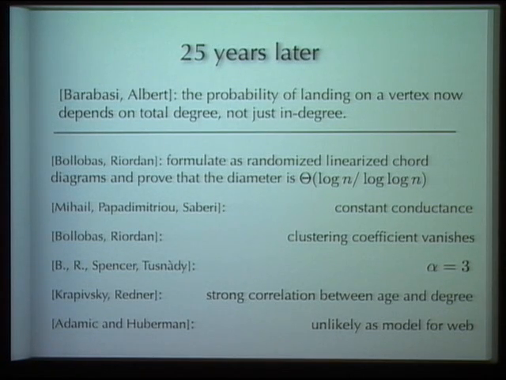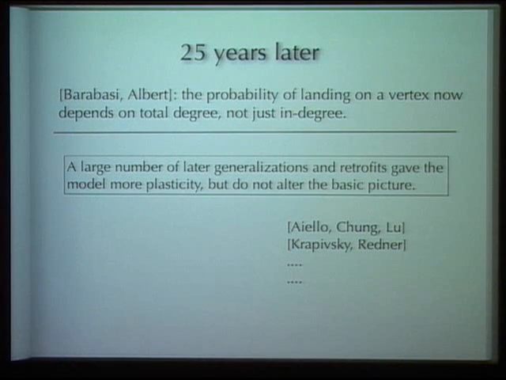And finally, Krapivsky and Redner proved that there is a strong correlation between the age of a vertex and its degree, something which, as was pointed out later by Adamic and Huberman, does not really hold in the web. So the good thing about this model is that it got a lot of people interested in working in this area. At the same time, I don't think that the model itself survives as a very strong contender for modeling of information networks. There have been a large number of generalizations and retrofits, but I don't think that any of them really in spirit contradict the properties of the original graph.